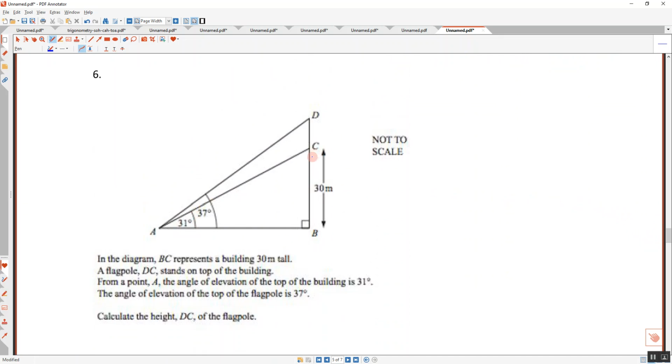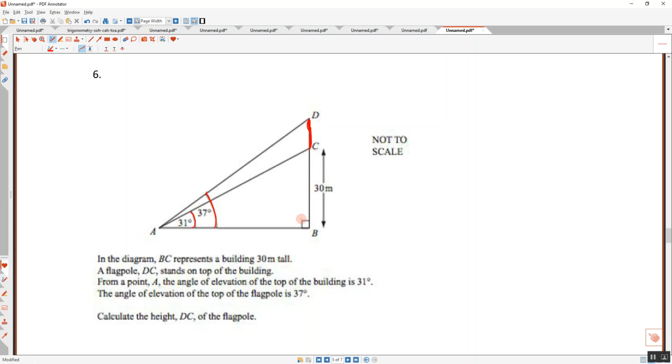The diagram represents a building 30 meters tall. The flagpole DC stands on the top of the building. So this is a flagpole. We're given the angle of elevation from A to the top of the building is 31 degrees, and the elevation to the top of the flagpole is 37 degrees. Calculate the height of the flagpole.